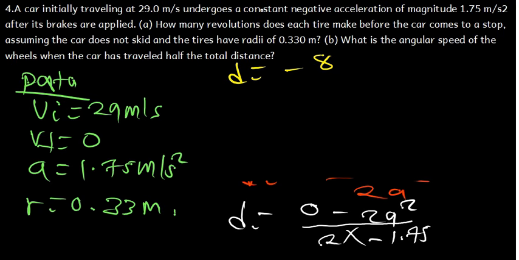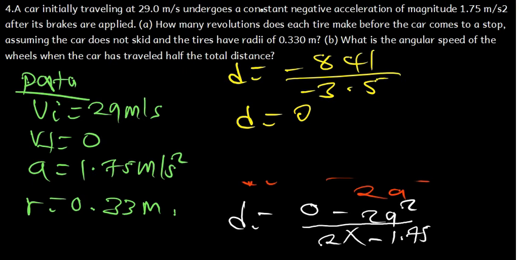is 841 divided by what is negative 1.75 times 2. I'm going to get negative what? 3.5. Let's divide. Negative and negative will cancel. I'll have 841 divided by 3.5. So I'm going to have 240.3. Sorry, this is going to be in meters because we're finding the distance now.